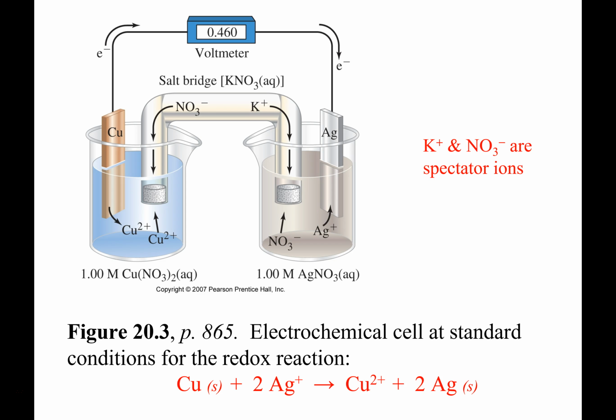Okay. Notice that the potassium and the nitrate are just spectator ions. We have our salt bridge here where the nitrate will go over that way and the potassium will go this way.